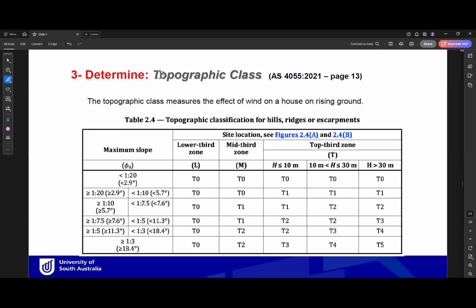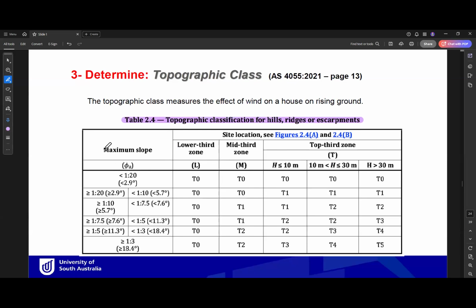So how to determine the topographic class of your building. The topographic class is using this table here, measuring the effect of wind on a house on rising ground. Rising ground like hills or escarpments or mountains or ridges and so on. So this can be given by table 2.4, as you can see.